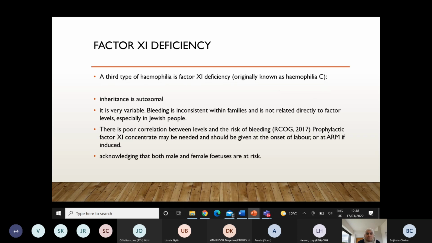Factor 11 deficiency is autosomal recessive, and it can affect both female and male because it's not X-linked, and there is poor correlation between levels and risk of bleeding. So prophylactic factor 11 is given in labor, or if there is induction. Luckily, it is not very common.